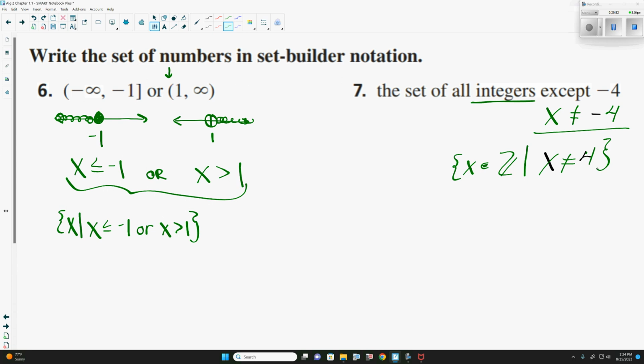That's it. It's even nicer if it said the set of all real numbers except negative 4. If it said that, instead of integers, it said all real numbers. Well, we just drop the element of Z and have this. That kind of makes sense. That one's kind of nice, especially just not that number. It's everything except that number. Questions on this here?